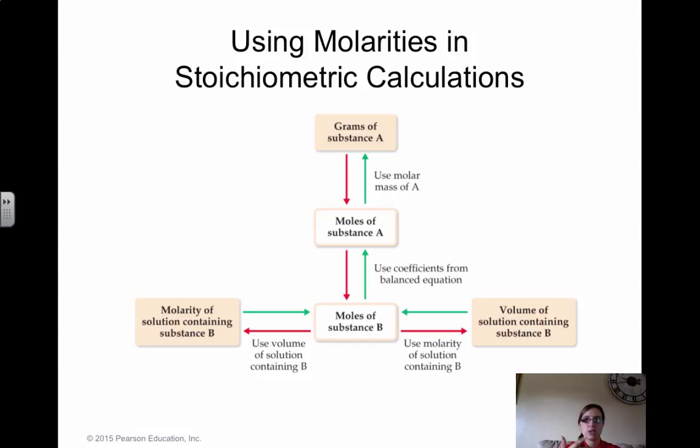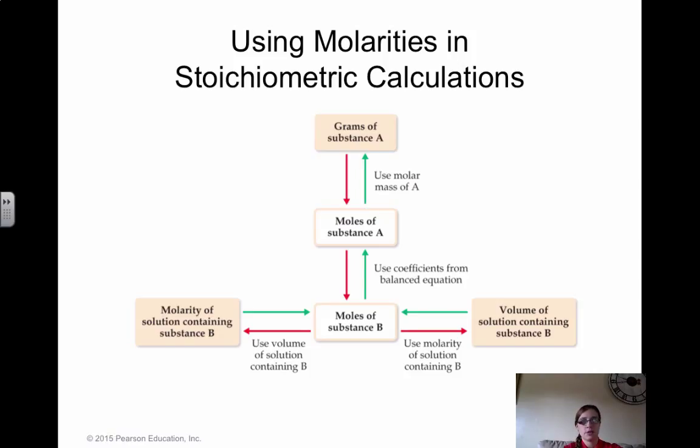As you do this, you can use your molarity to get to moles. If you have volume and molarity, you can get to moles. Then you can just continue stoichiometry using the mole ratio. You can go to grams using the molar mass, and so on.